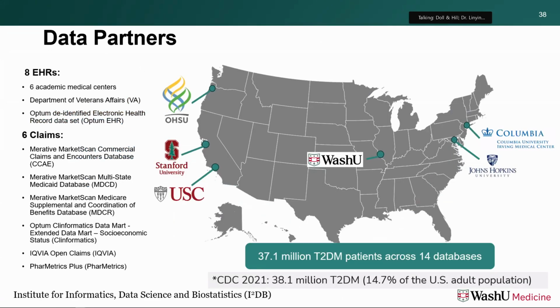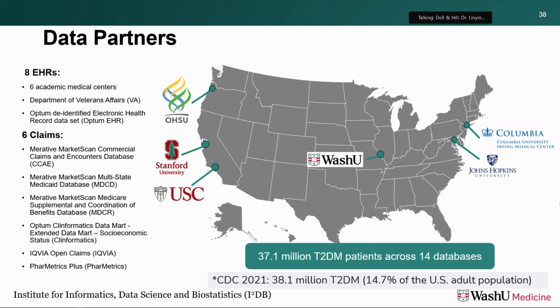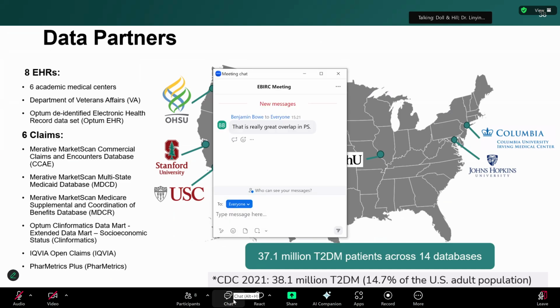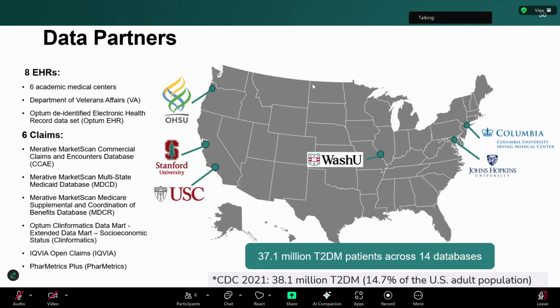In terms of the data sources, this includes 14 different databases: 8 EHRs and 6 claims. The map shows where the academic medical centers participated in this study, including the West Coast, East Coast, and the middle of the country. And there are other claims databases like Medicare, Medicaid, private insurance, CCAE, and some of our industry partners, who also purchase the data.